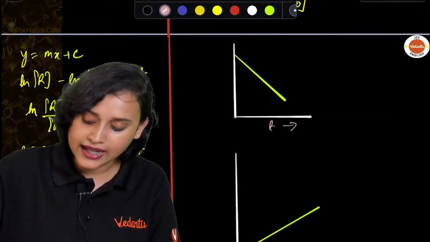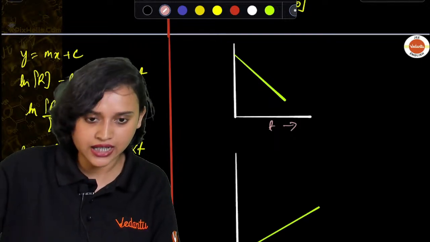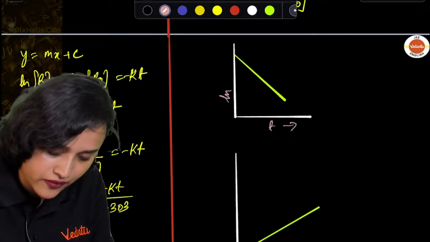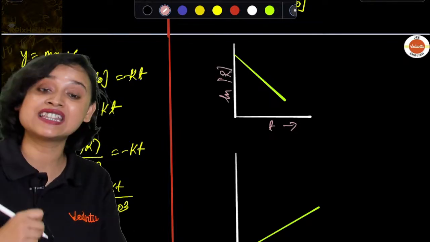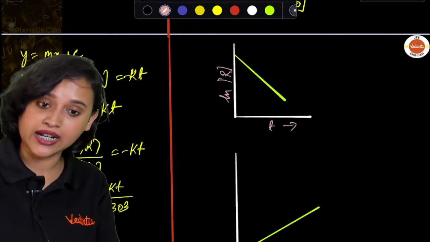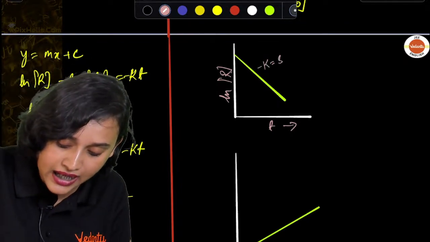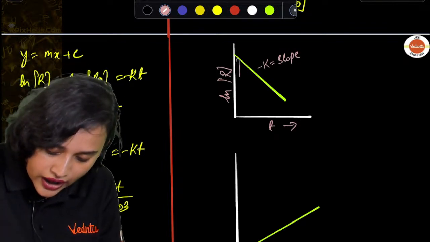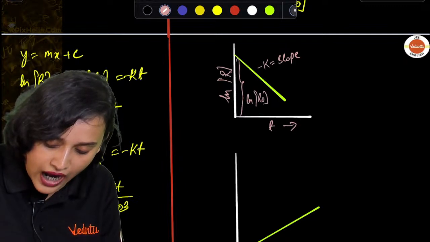On the x-axis we are taking time on both sides. But on the y-axis there are differences. In the first one we are taking ln r, the natural log of r. So here you see that the slope is minus k. Minus k is your slope. And what is your intercept? The intercept becomes ln r naught.